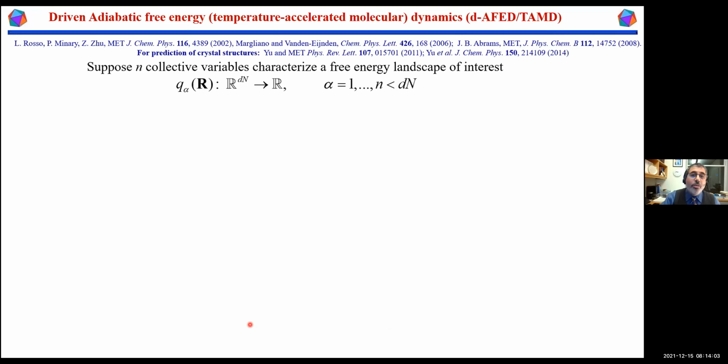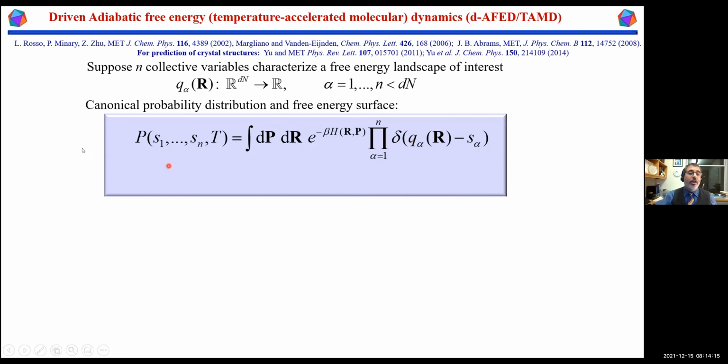But let's talk about how we actually explore these free energy landscapes. So let's suppose you've identified whatever set of variables that you want as your collective variables. So say there's little n of them. And the problem that you have to solve is to calculate this marginal probability distribution, which is an integral over the phase space of the Boltzmann factor of your Hamiltonian. And then you have these delta functions that say these collective variables should have certain values.